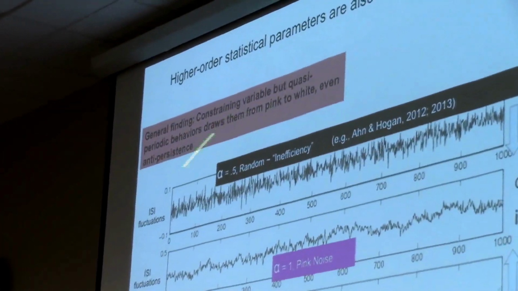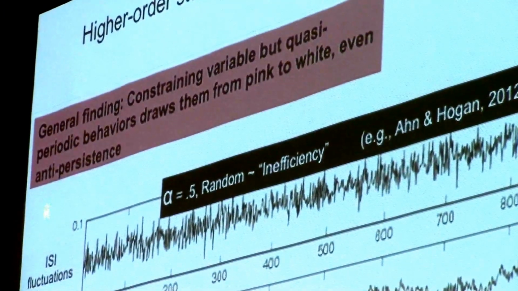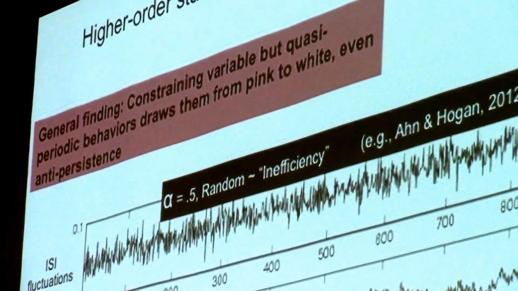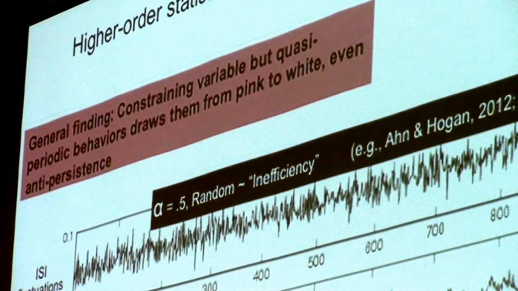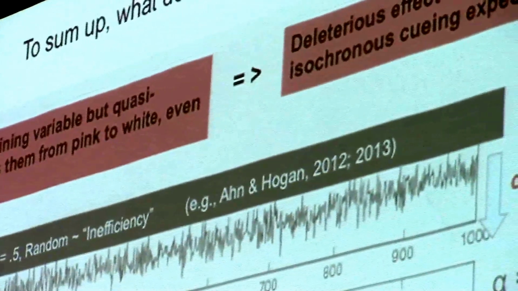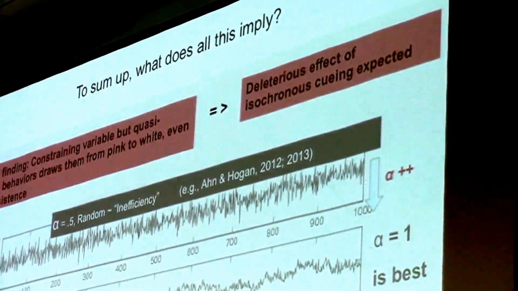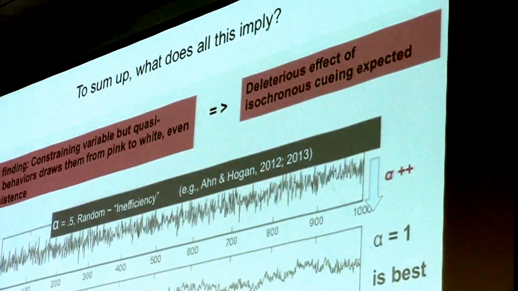So how do we do that? There's a general finding, from many papers, that constraining some sort of variable, but quasi-periodic behavior, draws the intervals from pink to white, and even anti-persistence if you ask them to synchronize, for example, in tapping. And from there, if we use the typical cueing strategy, which is always an isochronous metronome, we expect that PD patients become even worse. So if they're here, closer to white, and you give them the isochronous metronome, they should become even whiter.